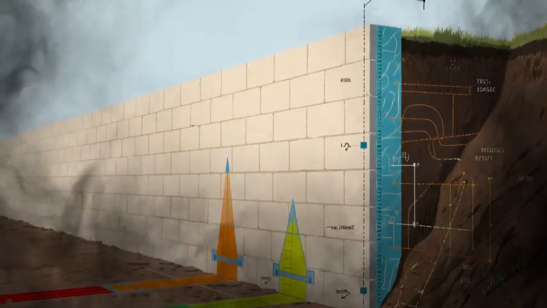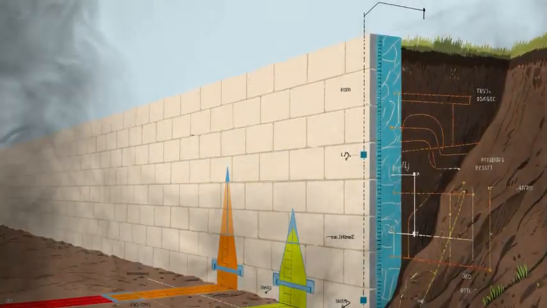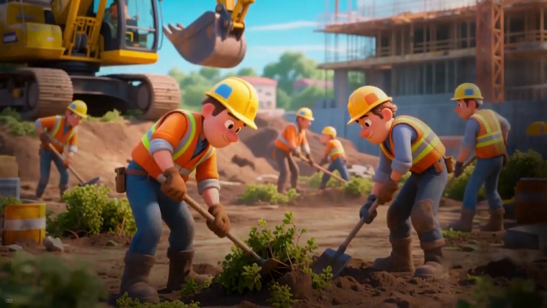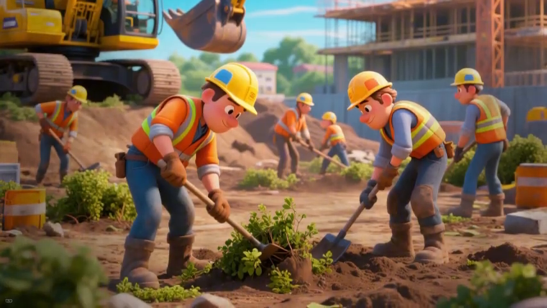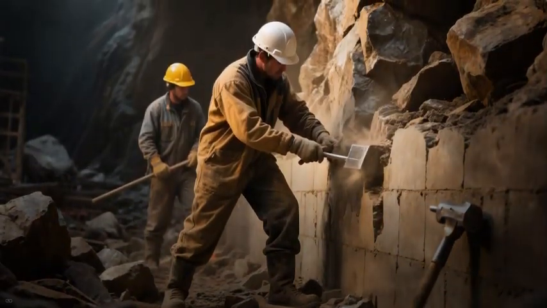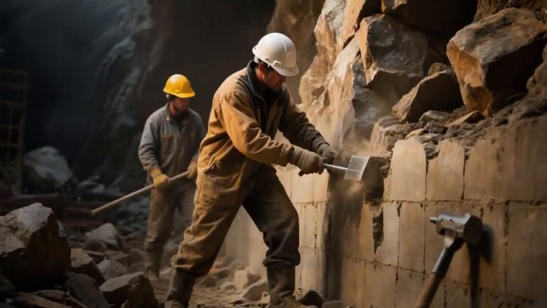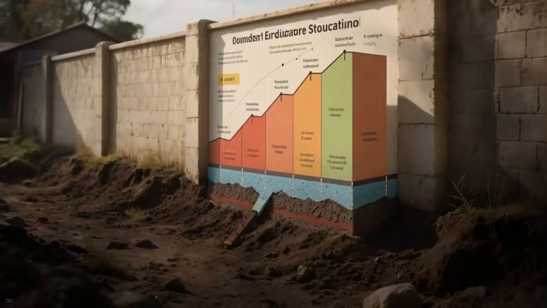Walls needed to stand on stable ground. Wet soil or loose sand could weaken the foundation. Builders often cleared vegetation, smoothed the surface, and sometimes dug shallow trenches to anchor the base. In mountainous areas, foundations were carved directly into bedrock. The stability of the ground determined how well the wall would endure over time.